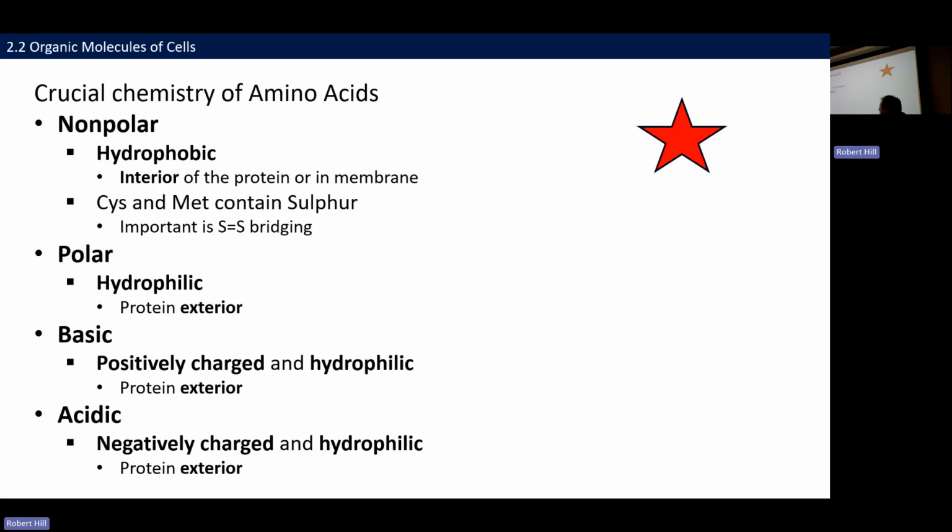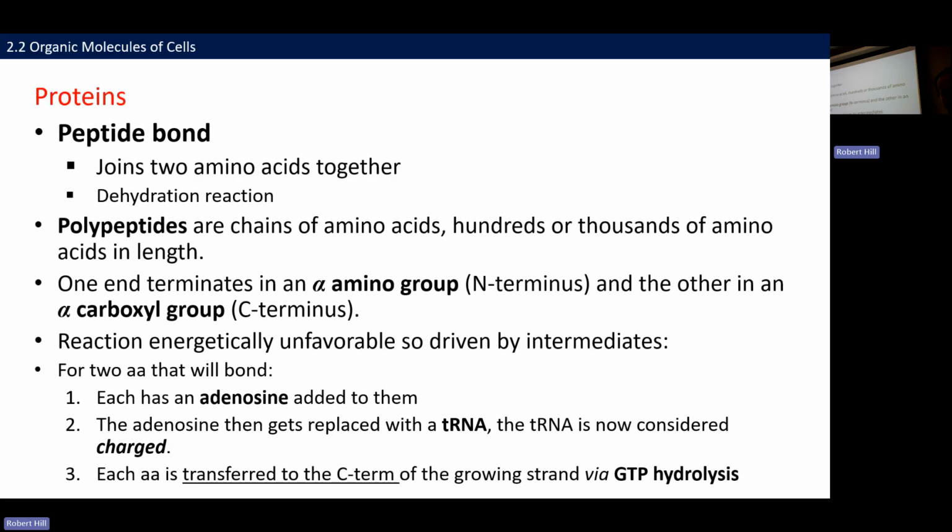They're also hydrophilic. So all of these guys, polar, basic, and acidic, are on the exterior, and the nonpolar, which makes up most of them, are found in the interior. And remember that there are a couple amino acids that can form disulfide bonds. Okay.